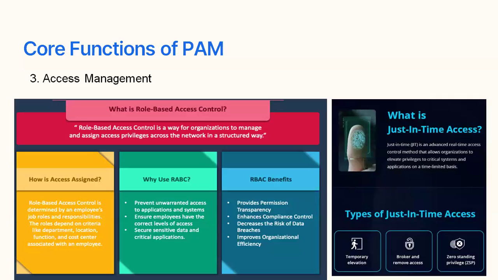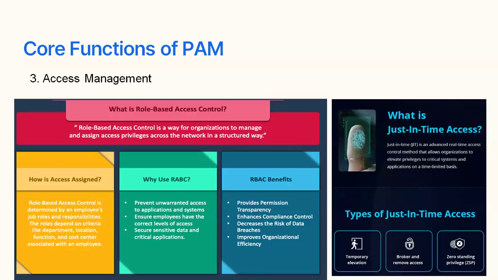Next, access management. Generally in PAM, we follow role-based access control. Access control is determined by an employee's job role and responsibilities. Location can also be fine-grained according to the organization policy. We use role-based access control because it is very easy to manage, it gives least privileges, and it also helps us meet compliance.